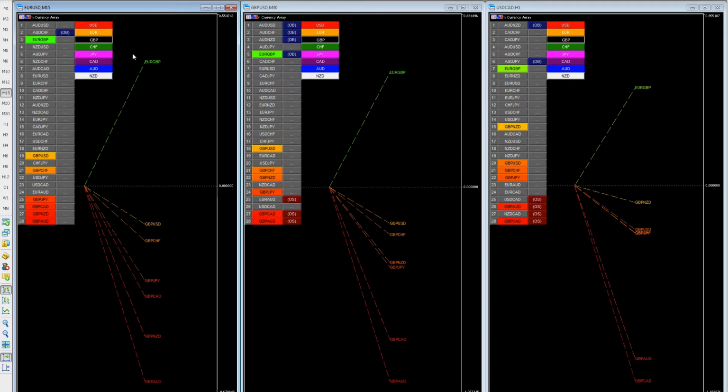You can think of universal flow as a river, and if the river is flowing in one direction, then that's the direction you want to be trading in, because you're trading with market sentiment for that particular currency.